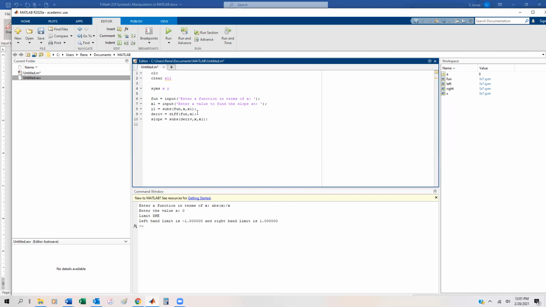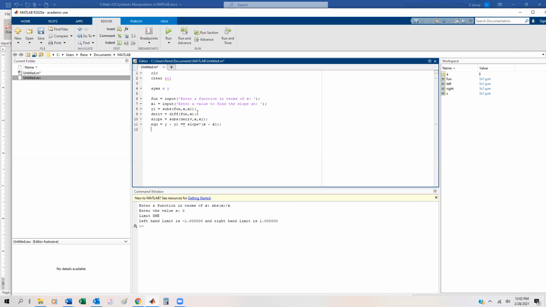Great. Now, let's go ahead and start finding the equation of the tangent line. I'm going to call that tan line. Actually, let's just create an equation first. So let's call this EQ, and EQ is going to be equal to y minus y1 double equals m, which is our slope, times x minus x1.